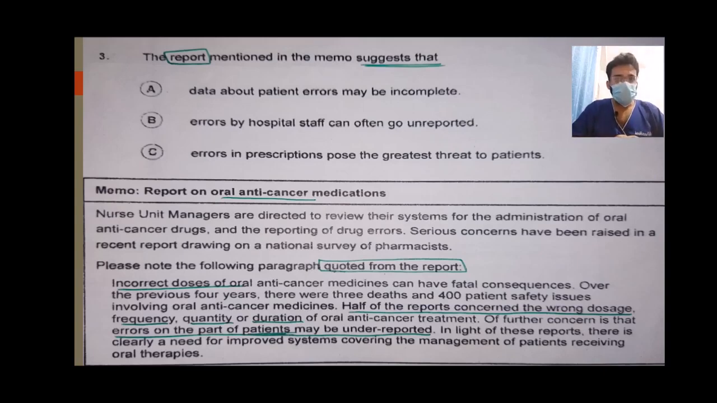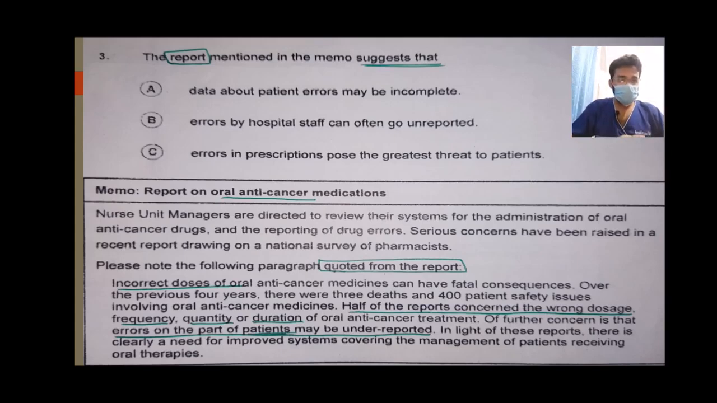Okay, incorrect dosage of oral anti-cancer medication can have fatal consequences. Over the previous 4 years, there were 3 deaths and 400 patient safety issues involving oral anti-cancer medications. Half of the reports concerned the wrong dosage, frequency, quantity, and duration of oral anti-cancer treatment. A further concern is that errors on the part of the patient may be underreported. Okay, errors on the part of the patient may be underreported.